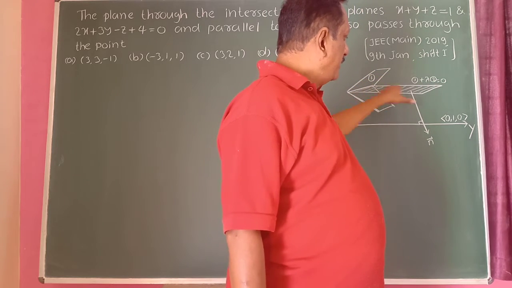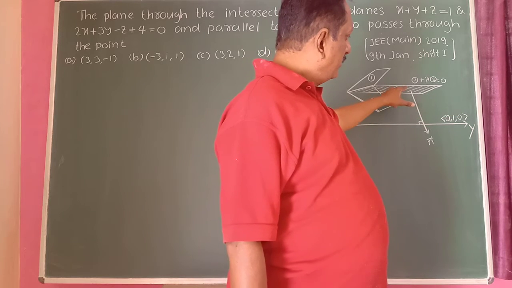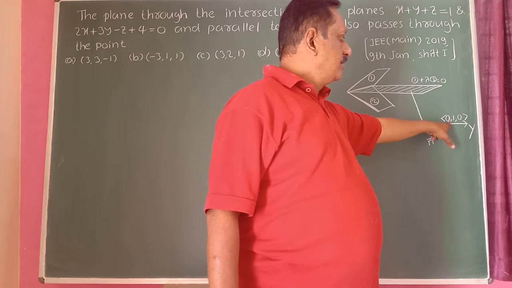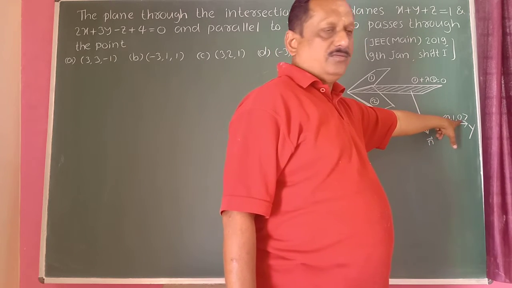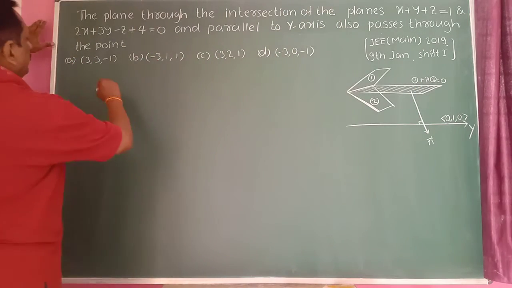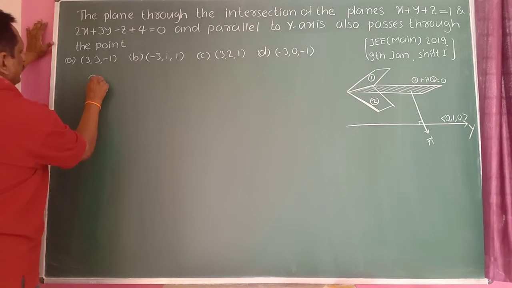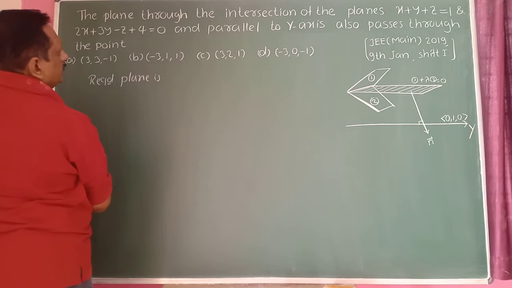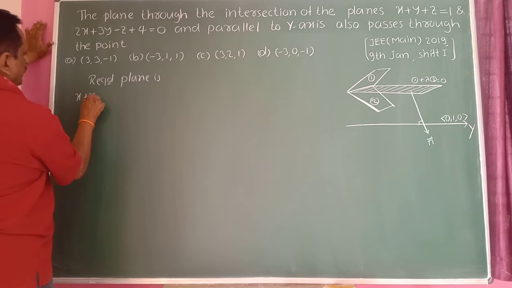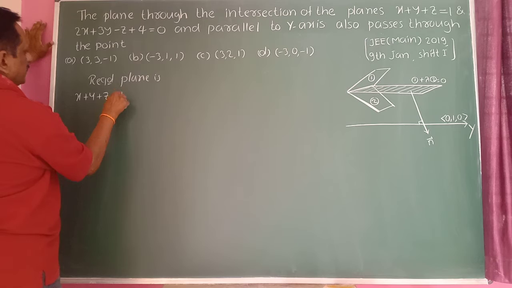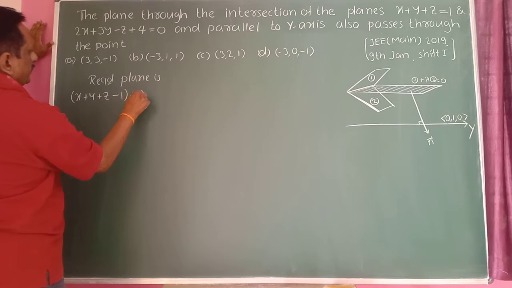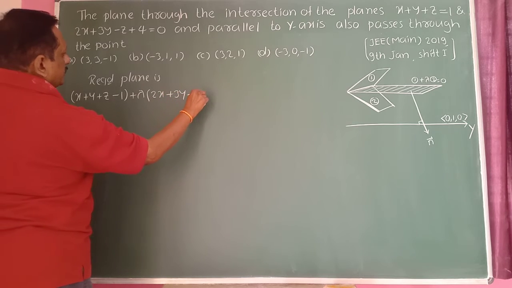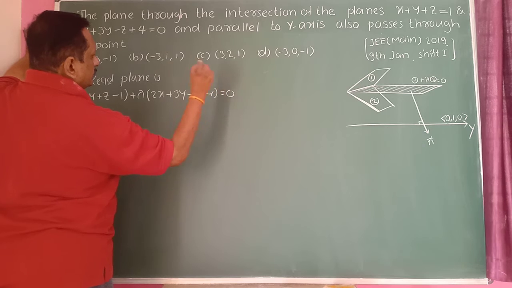Then this is a plane parallel to the y-axis. Means the normal to this plane is perpendicular to the y-axis, and the direction cosines of the y-axis are 0, 1, 0. Therefore the required plane is x plus y plus z minus 1 plus lambda into bracket 2x plus 3y minus z plus 4 is equal to 0.